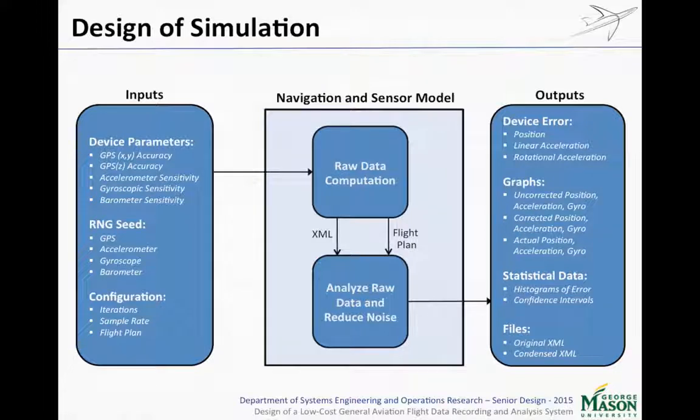But this Java simulation takes in a set of inputs. The inputs include device parameters, random number generator seeds, and configuration variables. The device parameters just have to do with our GPS accuracy, accelerometer sensitivity, all the different sensor sensitivity inputs. The random number generator seeds are there so that we can make our simulation replicable.